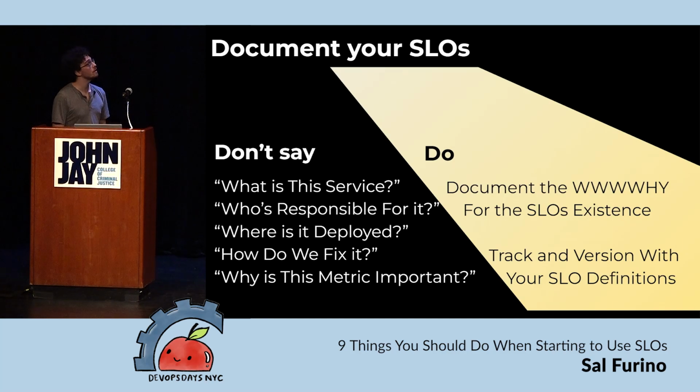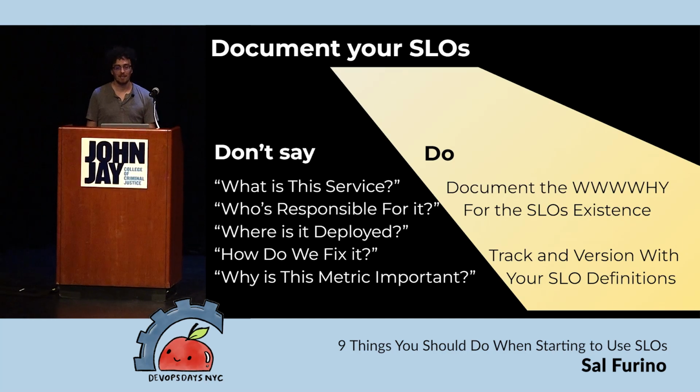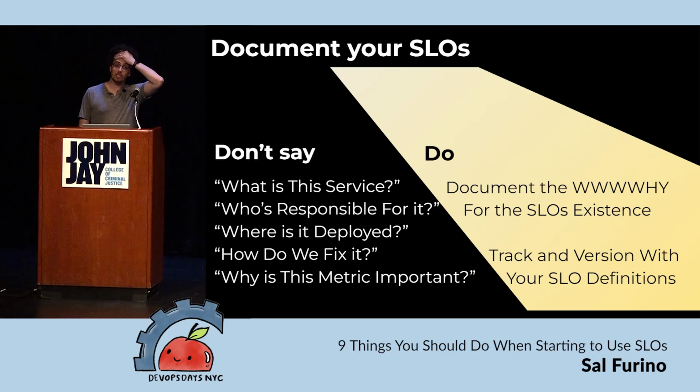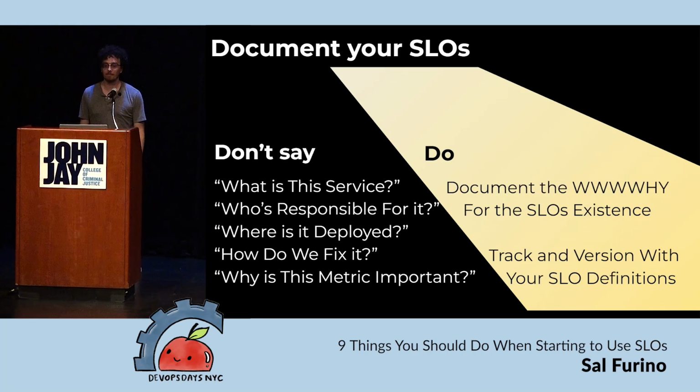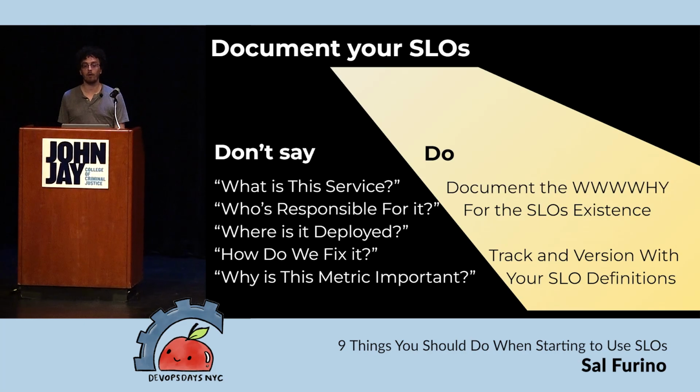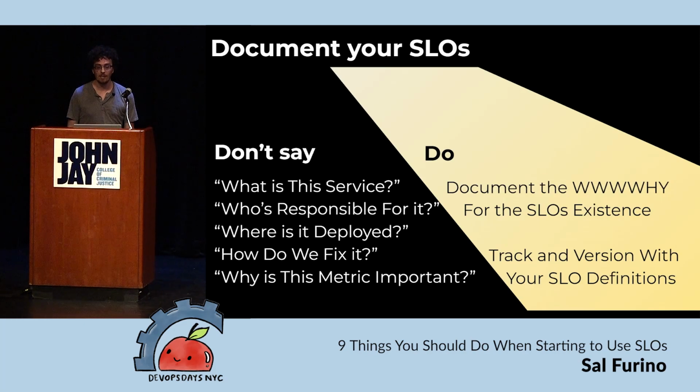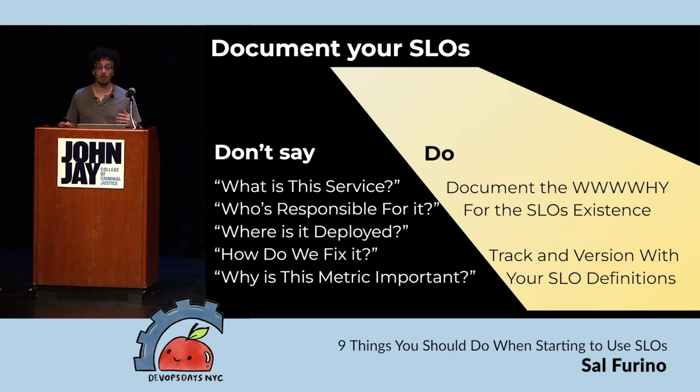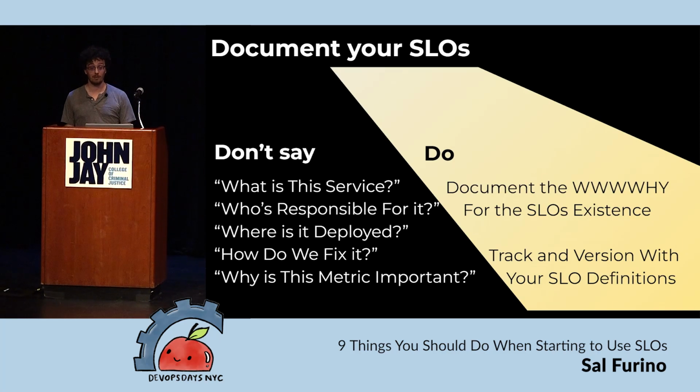So next, document your SLOs. How often have you asked yourself, when you inherit a service, what is this service? Who is responsible for it? Where is it deployed? How do we fix it? Why are these metrics even important? When you're creating your SLOs, it's important to document the who, what, when, where, how, and why for an SLO's existence. Ideally, these should be documented in Markdown. Bonus points if you can document these and have them tracked and versioned alongside your SLO definitions and your code.